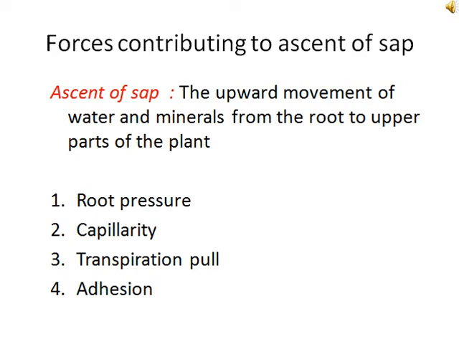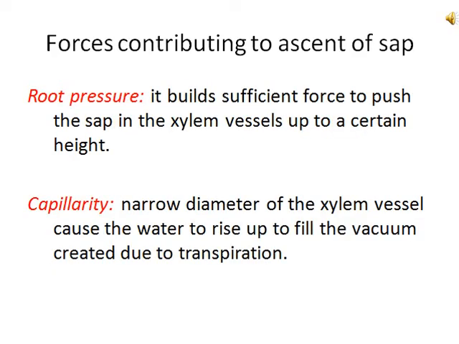The first one is root pressure. It builds up sufficient force to push the sap in the xylem vessels up to a certain height and may be enough for herbaceous plants. The second one is capillarity. The narrow diameter of the xylem vessel causes the water to rise up to fill the vacuum created due to transpiration. You learned about the xylem in the previous classes.